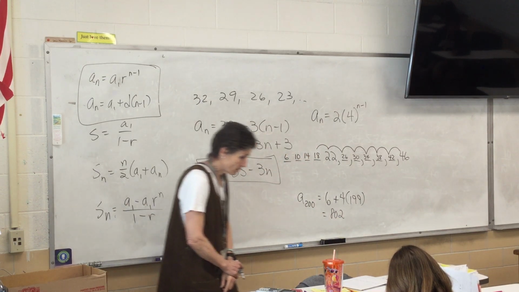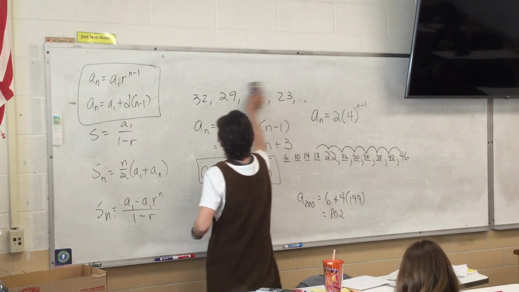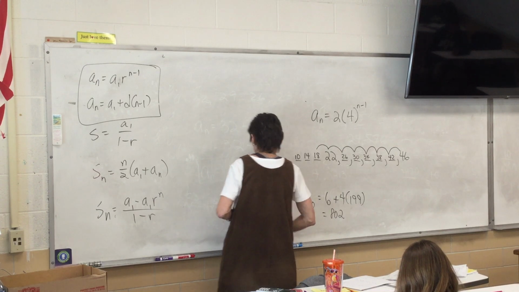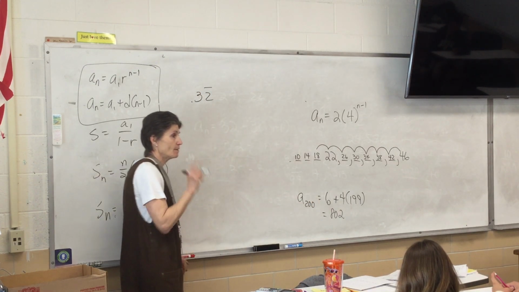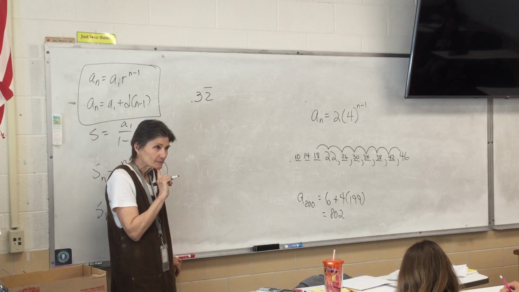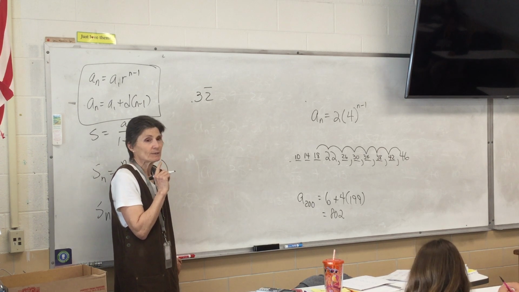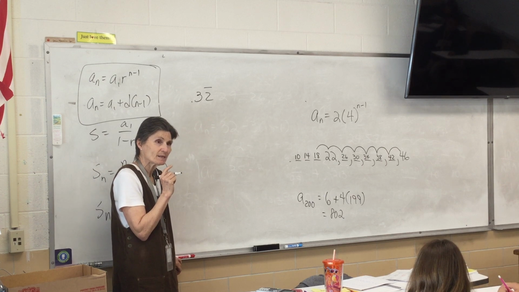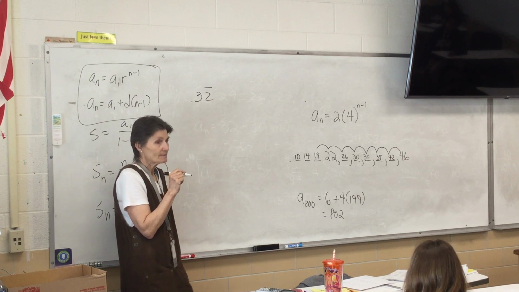All right, one more. What is it? 0.3 repeating 2's. This is a harder one than our last one because the 0.3 doesn't repeat. So do you remember what we do when we have a non-repeating component, Maddie? You just do 0.02 over.